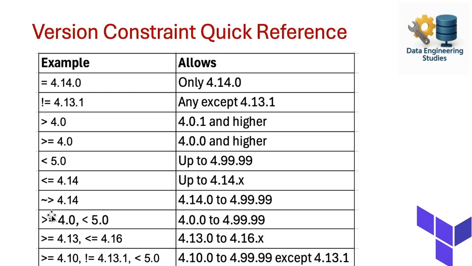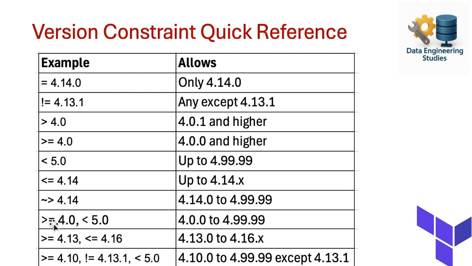The next is combining constraints. You can also combine constraints. For example, greater than or equal to 4.0, comma, less than 5.0. This means any version from 4.0.0 up to but not including 5.0. This keeps you in the version 4 family.